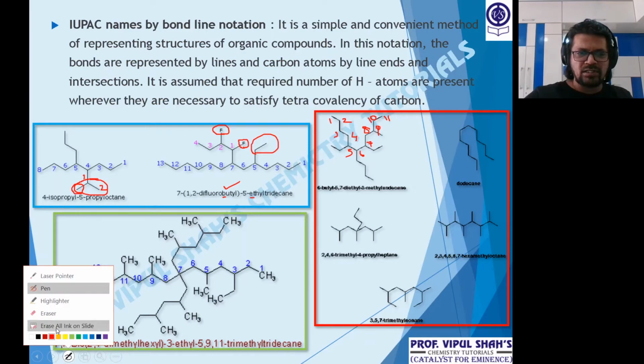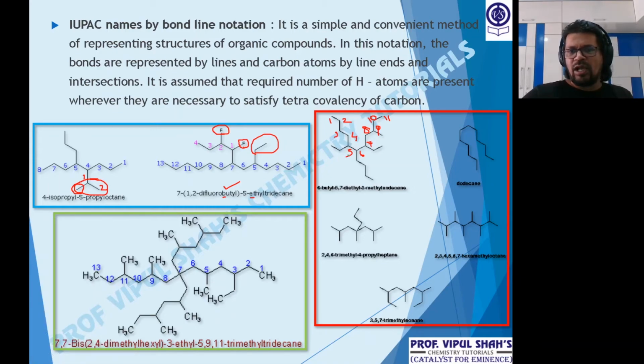Then moving on, next we have, let's change some colors here. Now at 5 I have a branch, observe carefully. Okay, what is the branch now? CH2 CH3, meaning it's an ethyl group. At 7 I have a similar branch, that also has 2 carbons, so it's also an ethyl group. So 5 comma 7 diethyl, that's done.